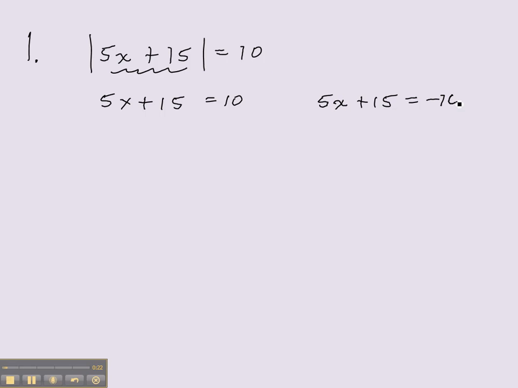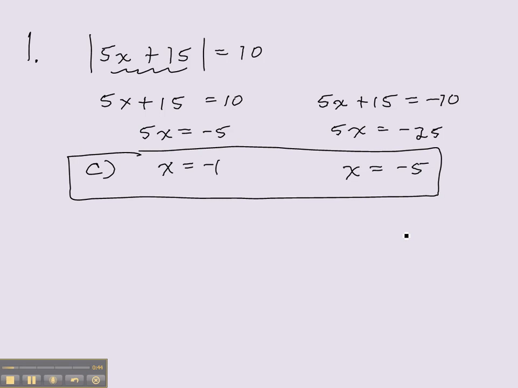So we should get two values of x. We'll subtract 15, divide by 5, then we'll subtract 15 and divide by 5. So it looks like the answer to number 1 is negative 1 and negative 5, which is answer choice C.